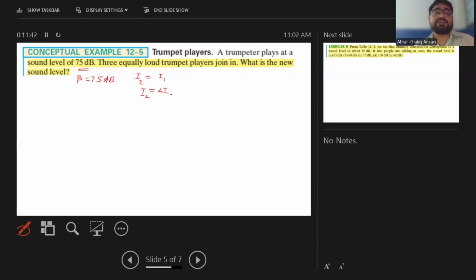So intensity is increased by 4. Can any one of you tell me now, with the intensity increased by a factor of 4, what happens?